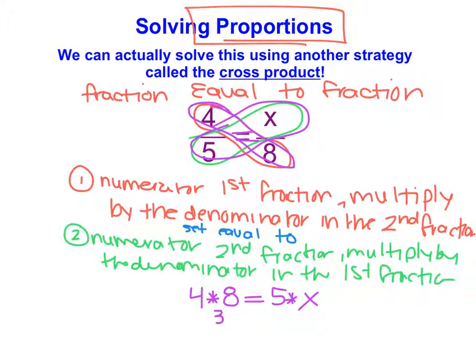So 4 times 8 is 32. 5 times x is 5x. If we divide both sides by 5, we find that x is equal to 32 over 5.